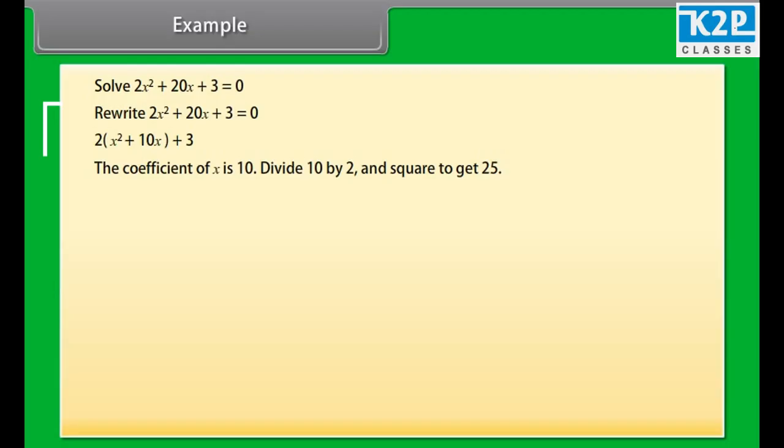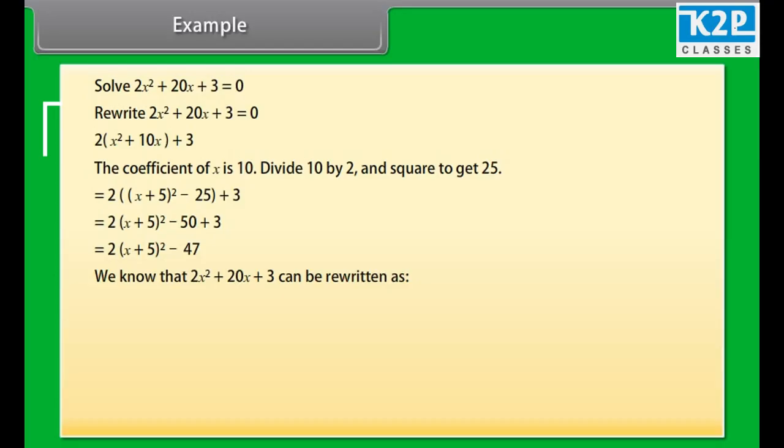Divide 10 by 2 and square to get 25. This is equal to 2[(x + 5)² - 25] + 3, which equals 2(x + 5)² - 50 + 3, which equals 2(x + 5)² - 47. We know that 2x² + 20x + 3 can be rewritten as 2(x + 5)² - 47. Therefore, we can rewrite the equation as 2(x + 5)² - 47 = 0.